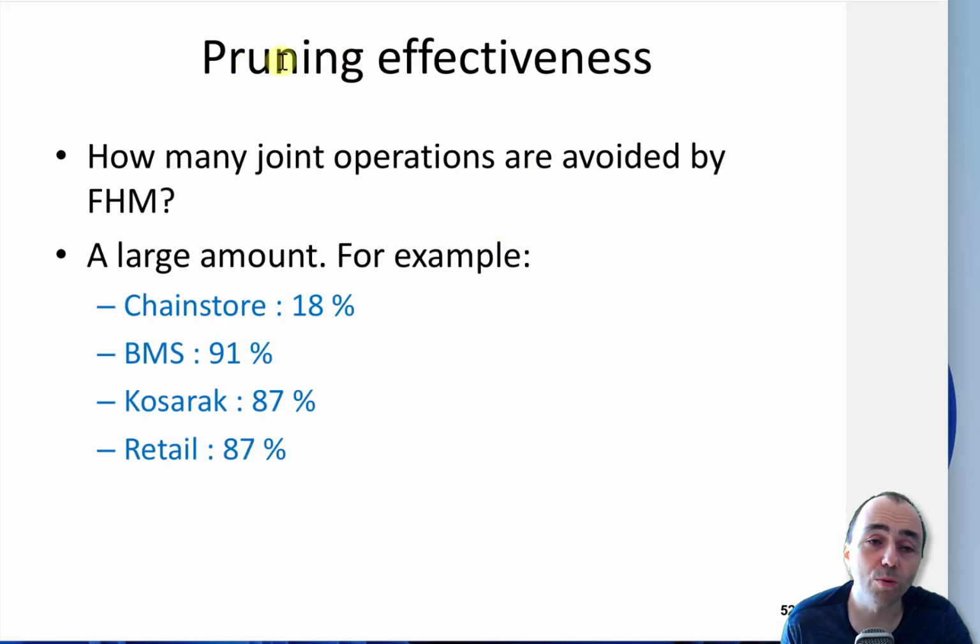So how about the pruning, the number of joins we can avoid? So how many join operations can we avoid using FHM? A large amount. On a database like retail, we can avoid building about 87% of the utility lists. So we save a lot of time to build the tables. On BMS, 91% of the utility lists we don't need to build. So we save a lot of time.